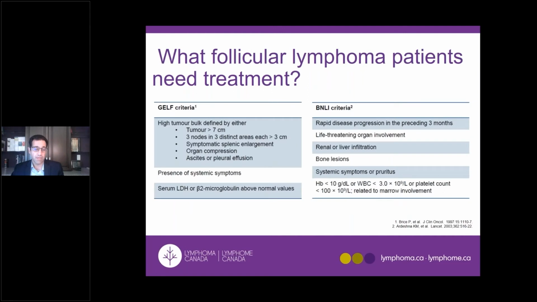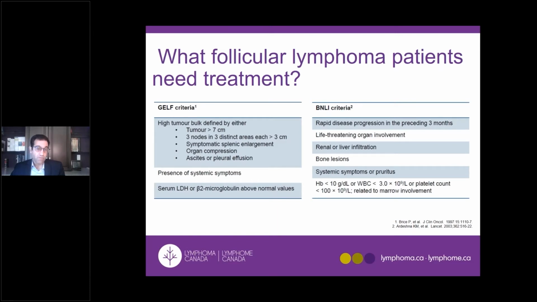And we have many criteria that have been published. In Canada, we follow these guidelines based on the tumor size and B symptoms, if there is any present life-threatening situation, or the patient has really very bad B symptoms.